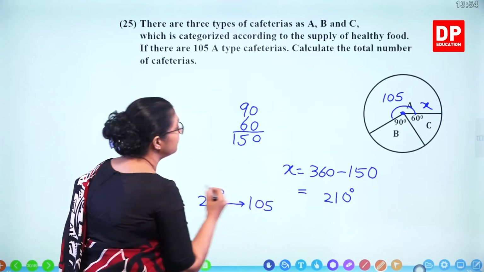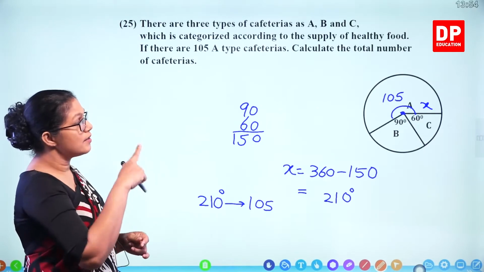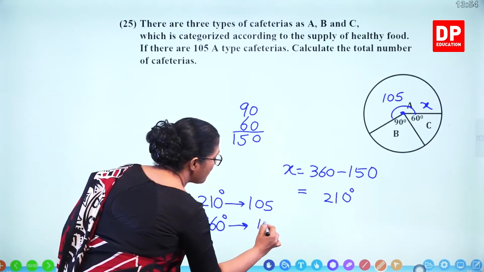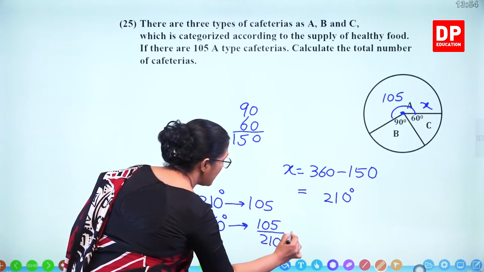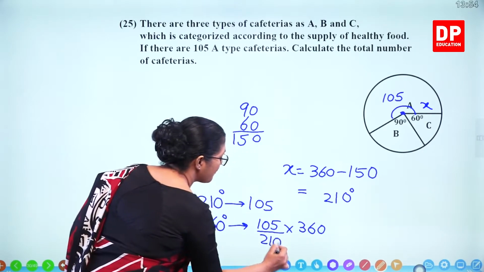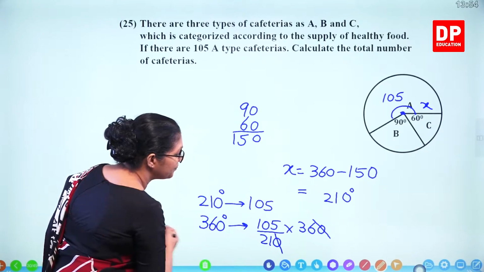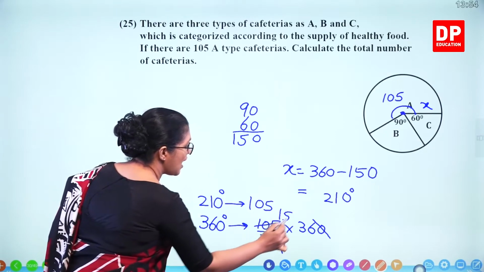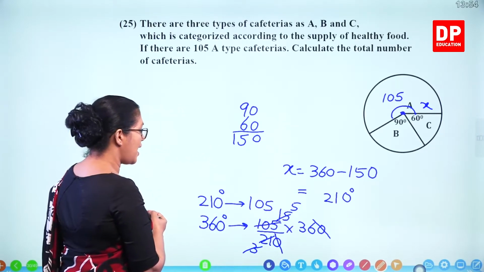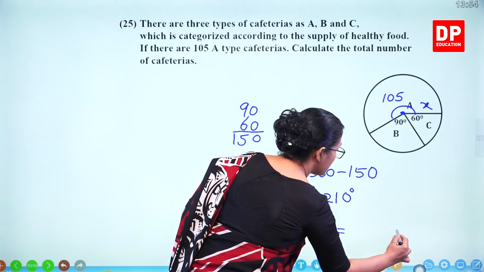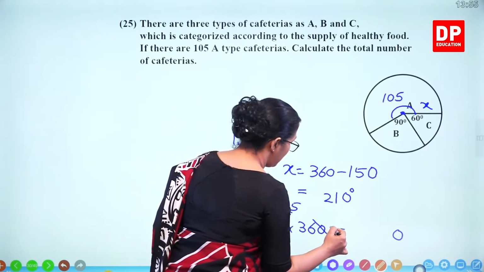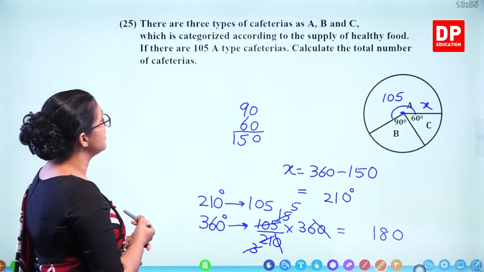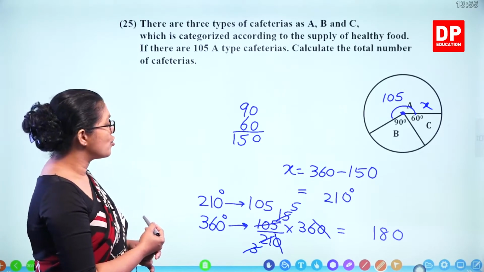105 cafeterias. We need the full thing, which means 360 degrees. So what's the answer? 105 divided by 210 times 360. Zeros get cancelled out. 7 times 3, 7 times 1 and 5. So 3 times 5. 36 times 5. 5 times 6, 30. 5 times 3, 15, plus 3, 18. 180 cafeterias are there all together.